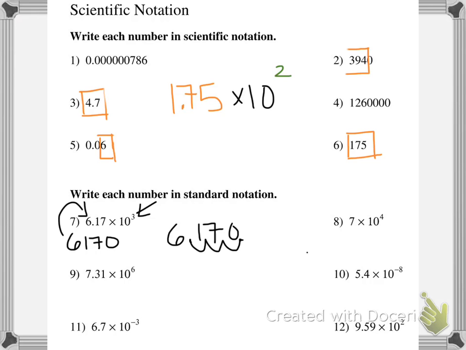You're going to make the number bigger. And guys, we just did the answer to number 7. That is the answer, 6,170. A lot easier the second time around, isn't it?